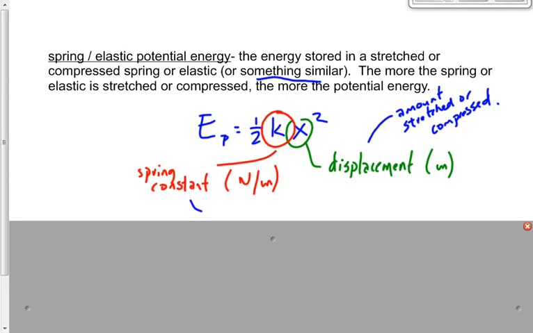So the stiffer it is, the higher the spring constant. The stiffer it is, the more potential it has to store energy, though. You have more potential energy in a car than you have in a pen when you flick the pen. So we're going to put in quotation marks here that it's the stiffness of the spring. That's not a very scientific definition, but it's really what it is, the stiffness of the spring.